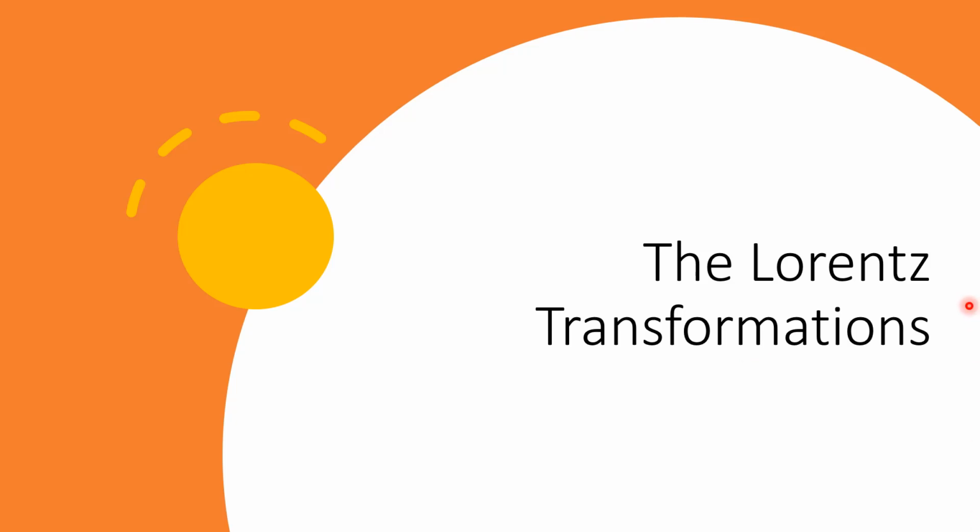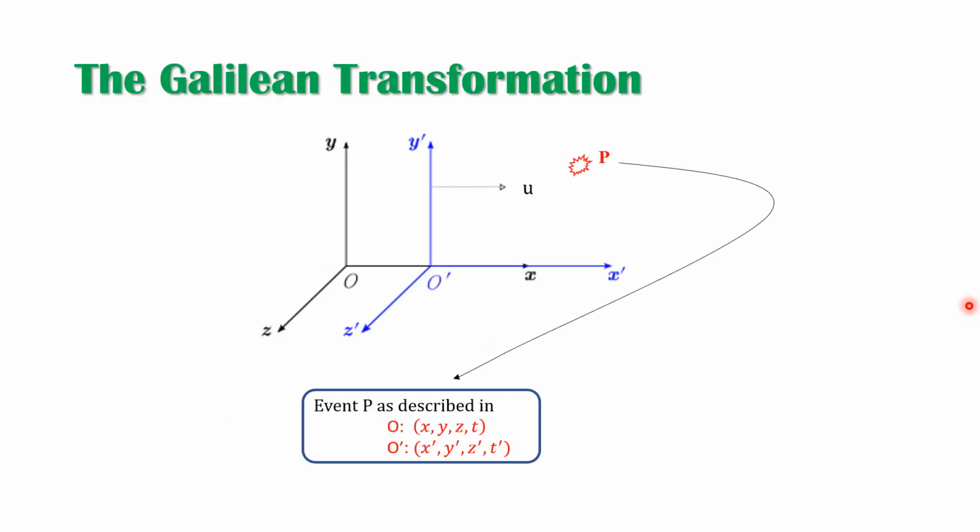So in today's lecture video, we will be learning about the Lorentz transformations. In the previous lecture, we have discussed the Galilean transformation equations. These equations relate the coordinates x, y, z of a point in frame of reference S to the coordinates x prime, y prime, z prime of a point in a second frame of reference S prime. This transformation also assumes that t is equal to t prime.